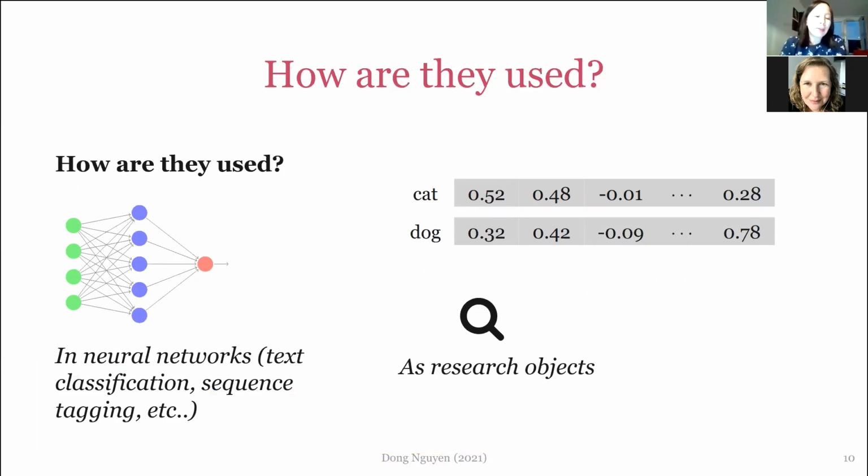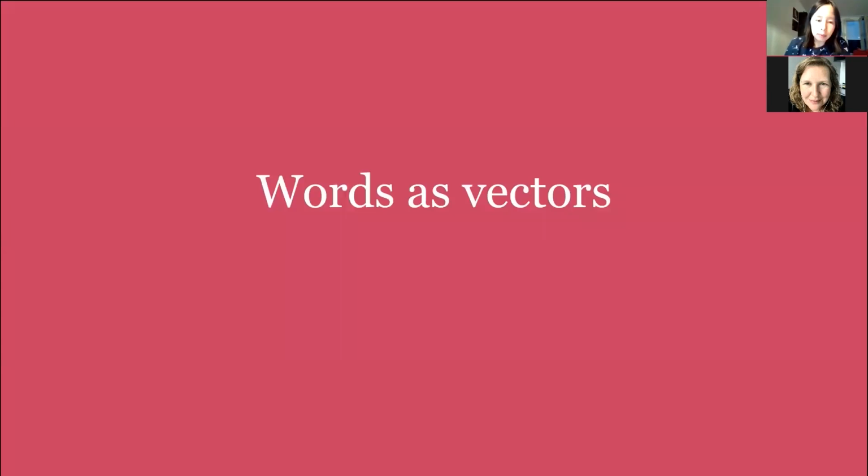So how are these vector representations used? Well, they're used in neural networks like text classification, sequence tagging, and so on. And they're also increasingly used as research objects. So they're used for social science research, for research in linguistics, etc. So now let me describe a few ways that people created vector representations in the past, and then I will discuss the new approaches nowadays that are also referred to as word embeddings.